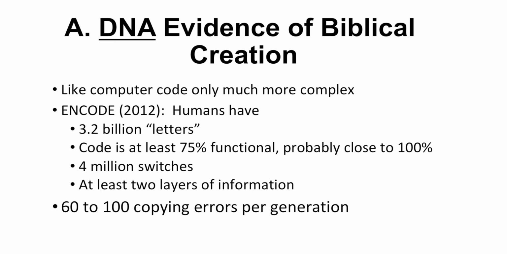The ENCODE people said we have 4 million switches in us to turn systems on, biorhythms, whatever. And there's at least 2 layers of information in the code. This is scientific results, folks, published. So what's going on with our DNA?